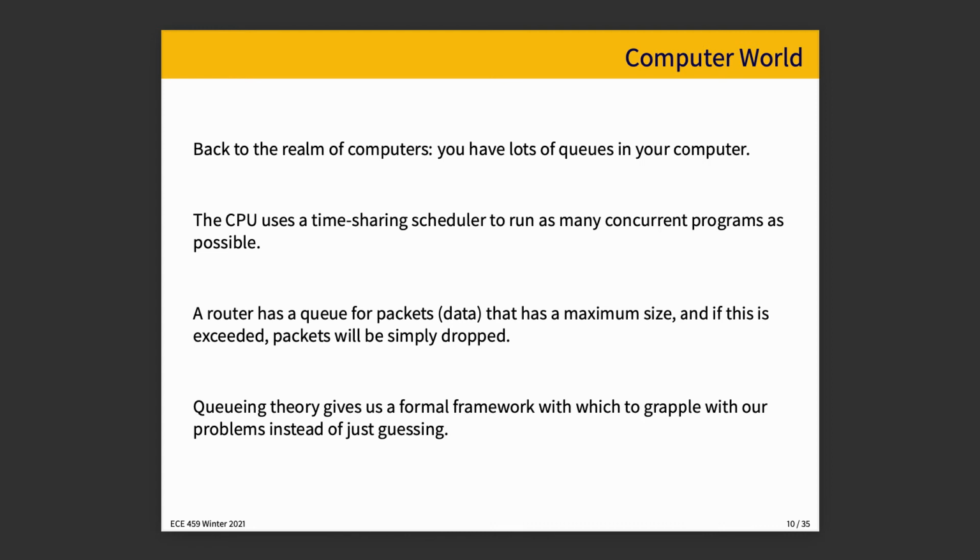You can think of lots of others if you want. The important thing about queuing theory is to give ourselves a formal framework for addressing these kinds of problems, for making those kinds of predictions, instead of guessing, because people are ultimately kind of bad at guessing.